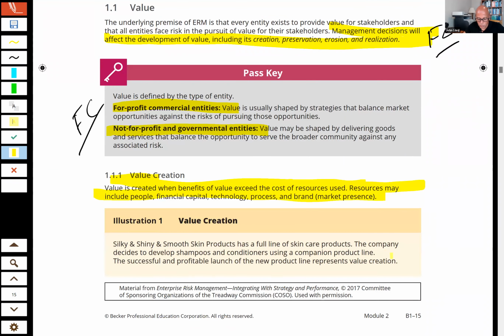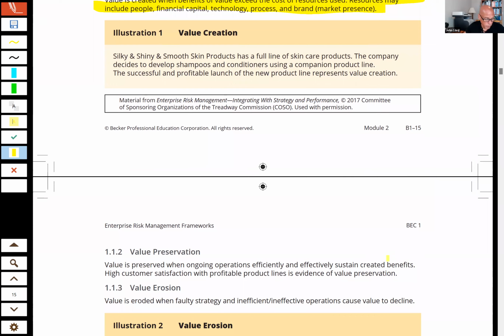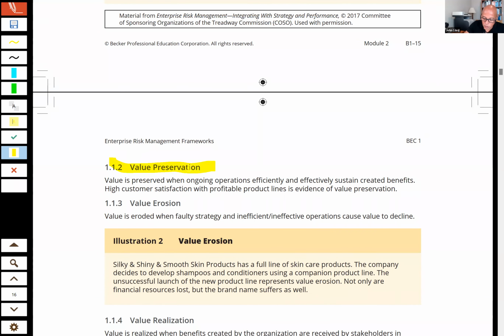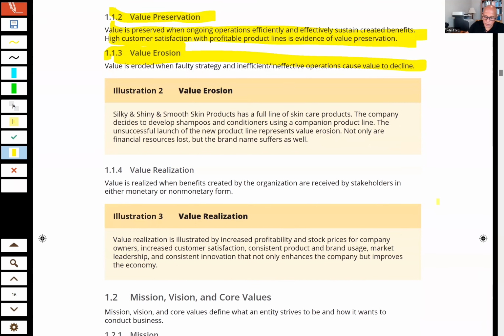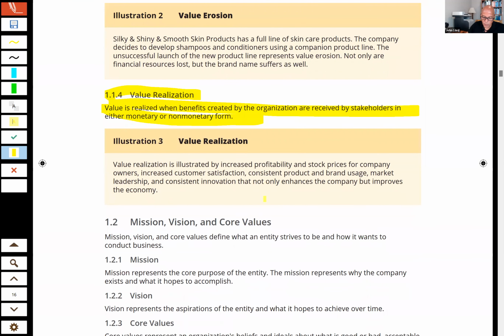Okay, so we're looking for value creation on the good side, and of course, avoiding value erosion, which we'll get to in a second. Value preservation is simply trying to sustain what? Actions that will sustain the value of the entity. Value erosion is when we develop a strategy that will cause our value to decline. Now, when we look at these, of course, value realization is when the benefits are received by stakeholders, and it could be monetary, again, you know, increased profitability, stock prices, and whatnot. Non-monetary, we're talking about, say, we're the Department of Housing and Urban Development, we're providing clean, safe, decent housing as a result of our value realization.